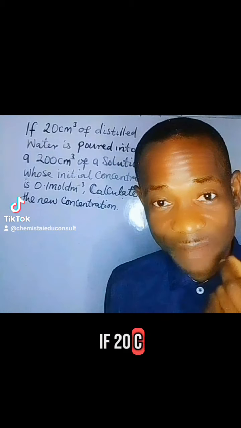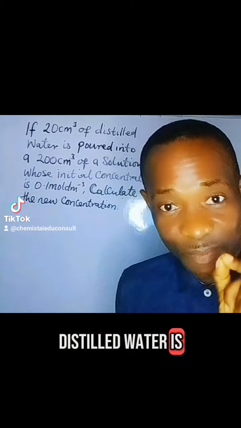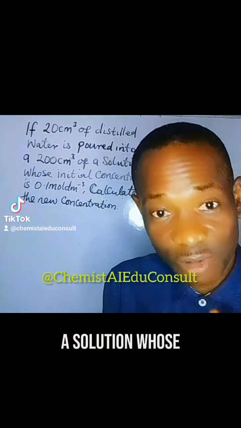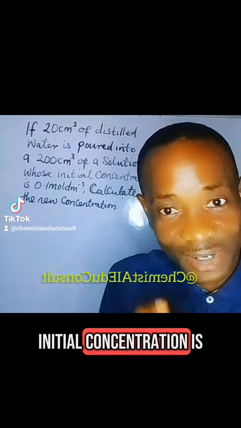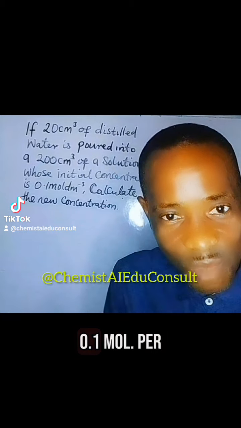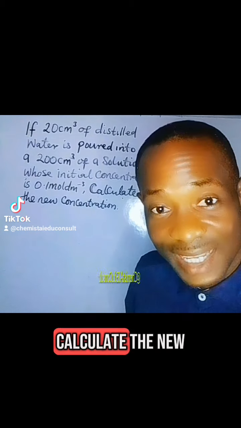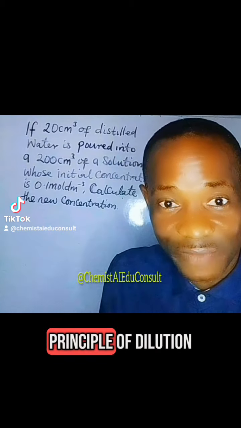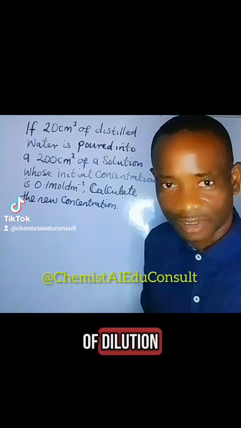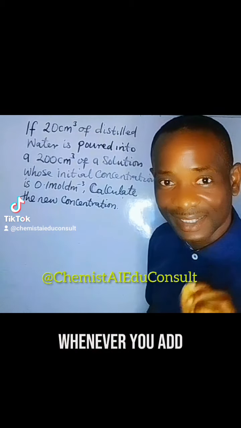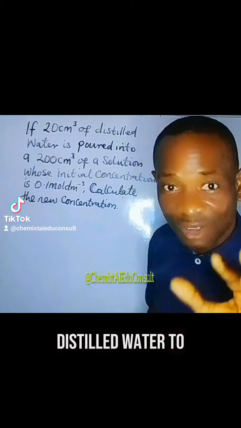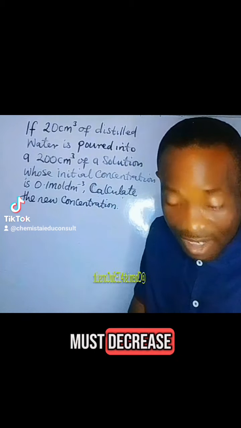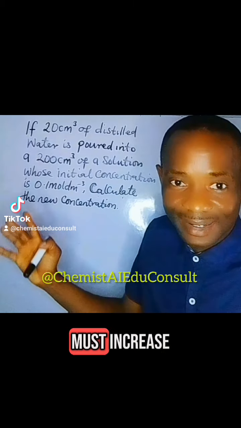If 20 cm³ of distilled water is poured into 200 cm³ of a solution whose initial concentration is 0.1 mole per dm³, calculate the new concentration. This question is based on the principle of dilution. In the principle of dilution, whenever you add distilled water to a solution, one, the concentration must decrease; two, the volume must increase.